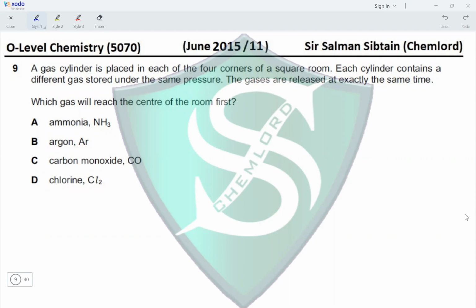So the gases that we have are ammonia. Ammonia has an Mr of 17. Then we have argon. Argon has an Ar of 18. Then we have carbon monoxide. Carbon monoxide has an Mr of 28. And then we have chlorine. Chlorine gas has an Mr of 71. So the gas that would diffuse the fastest would be the one with the lowest Mr or Ar, which makes option A, ammonia, the correct option for this question.